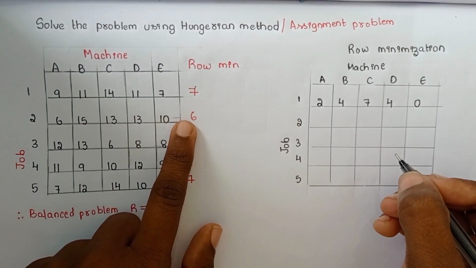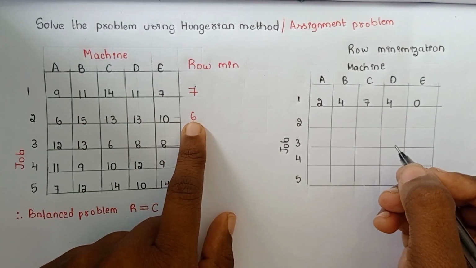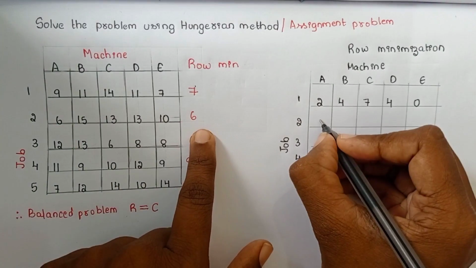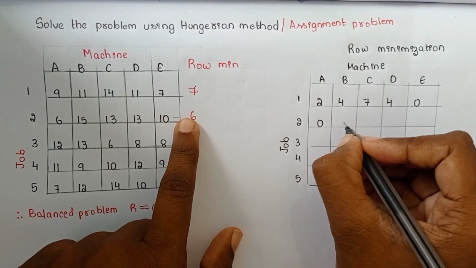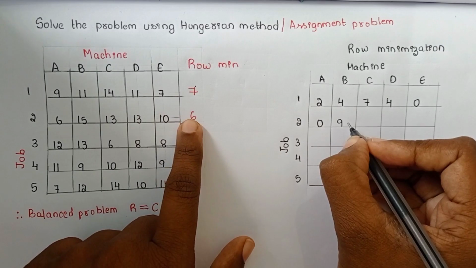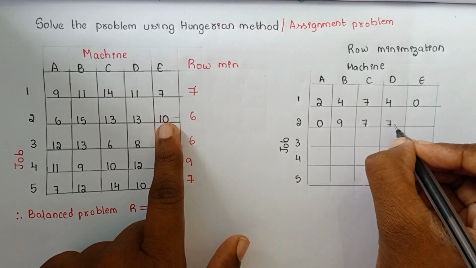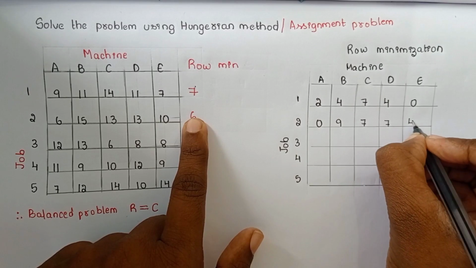In the second row, the least value is 6. So from the 6, we have to deduct all the values. So 6 minus 6 is 0. 15 minus 6 is 9. 13 minus 6 is 7. And 13 minus 6 is 7. And also 10 minus 6 is 4.